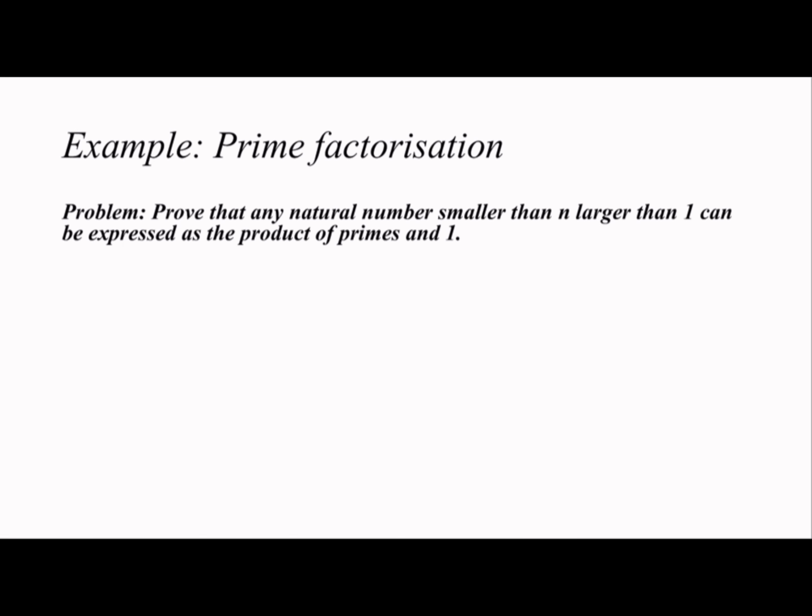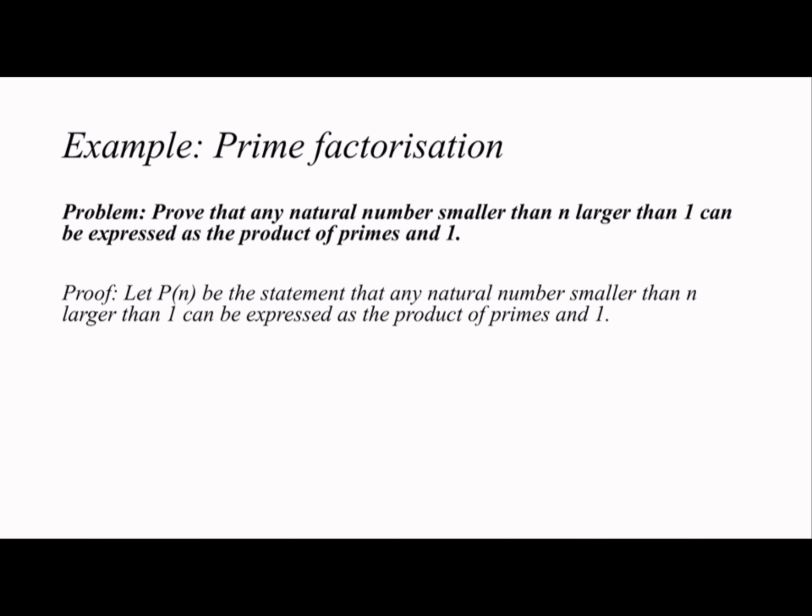The example I was talking about is prime factorization. Essentially, it is pretty trivial that any natural number can be expressed as the product of primes. So let's say 4 is 2 times 2, 36 will be 2 squared times 3 squared, etc. How do we prove it? We'll be using strong induction. Let Pn be the statement that any natural number smaller than n, larger than 1, can be expressed as the product of primes and 1.